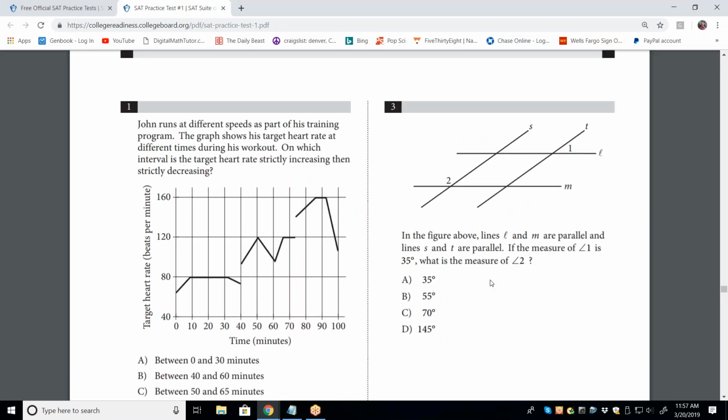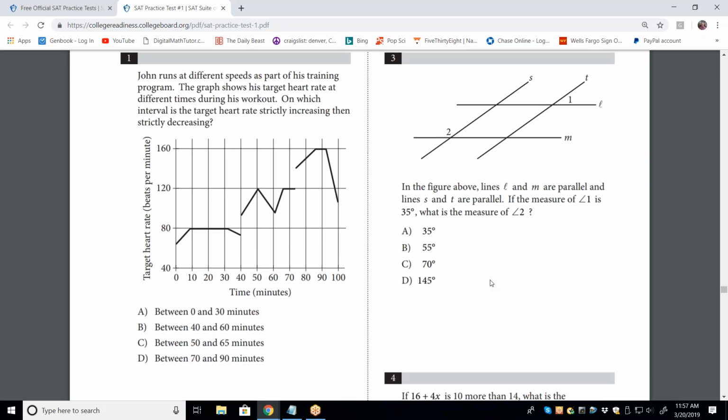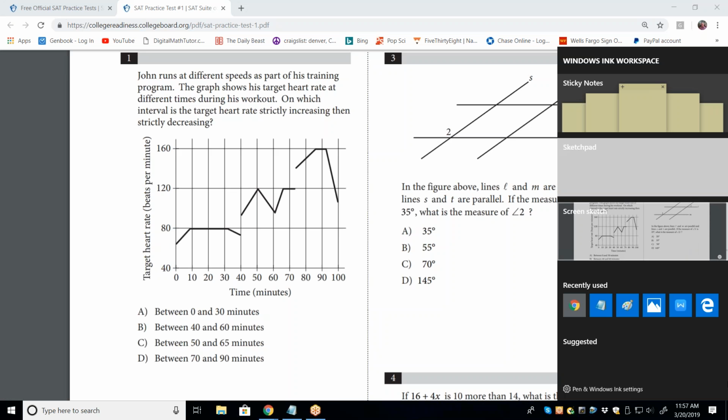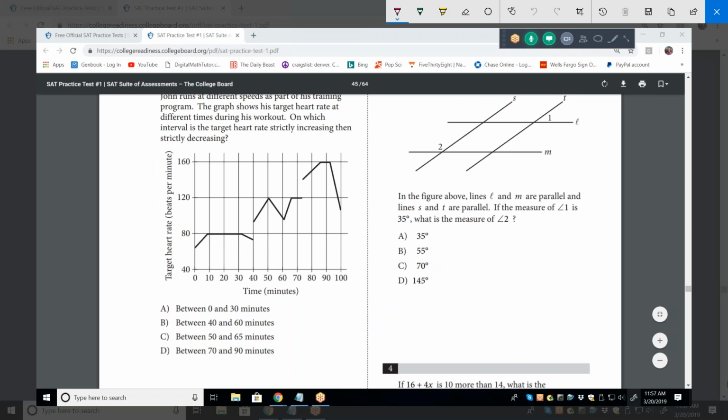Got time for one more. Do number 3. The two lines that are parallel are the ones you would expect. Oh, all 4 of them. In other words, S is parallel to T and L is parallel to M. And angle 1 is 35 degrees. Okay. Angle 2.